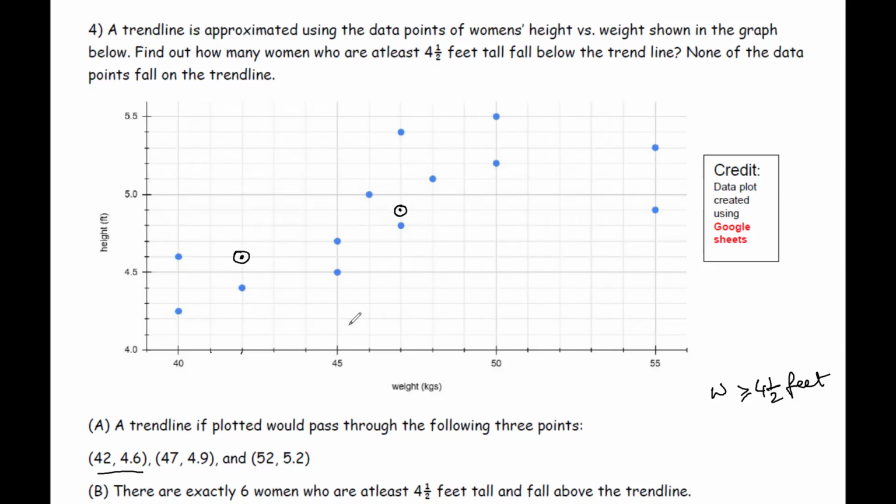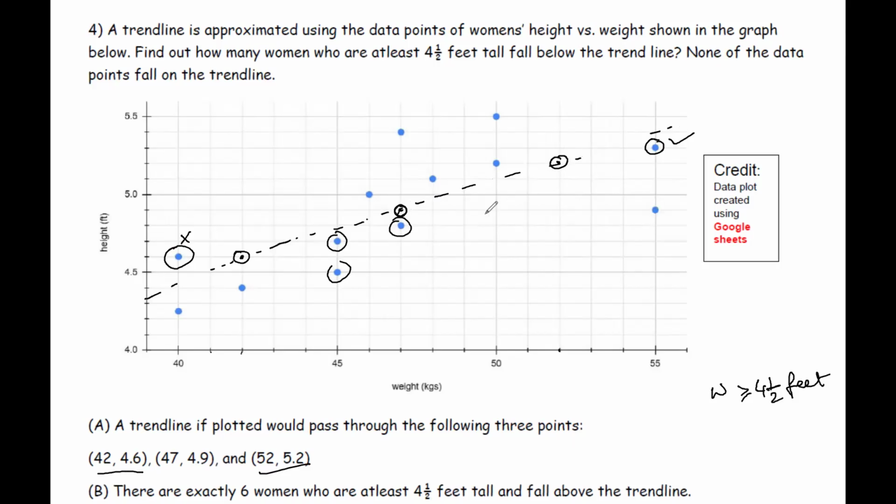So you can perhaps use freehand and draw this much, and you come to know that this point is not included. It is more than 4.5 feet, but it's not included. But this and this is included. Now whether this is below the trend line or above the trend line, we'll come to know using the third point, 52 and 5.2. This is the 52, 5.2 point. So if we extend this point and this point, clearly we know that this point is also below.